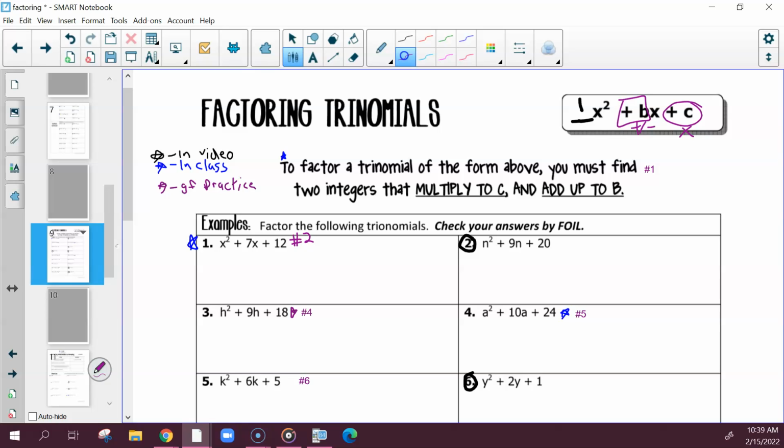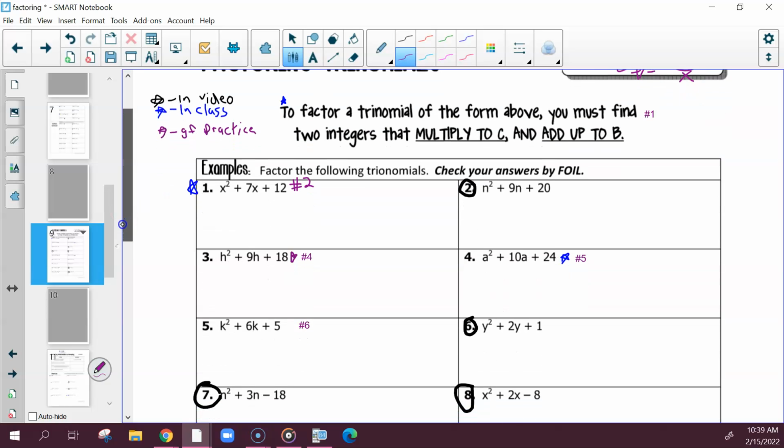So let's actually work this out. For number 1, we need two numbers that multiply to be 12, but add to be 7. You may know what that is already. It's okay if you don't. Let's think of some factors of 12. What times what would give you 12?